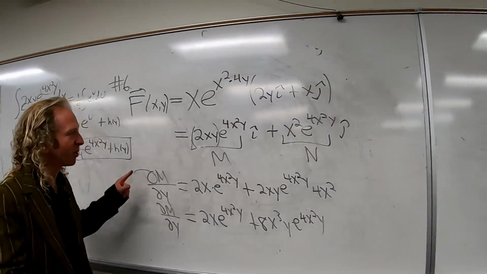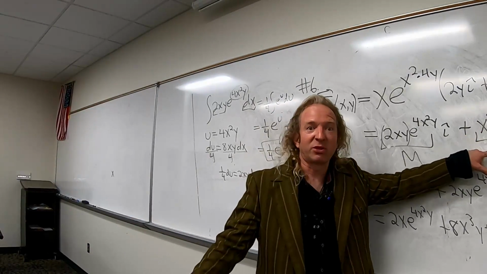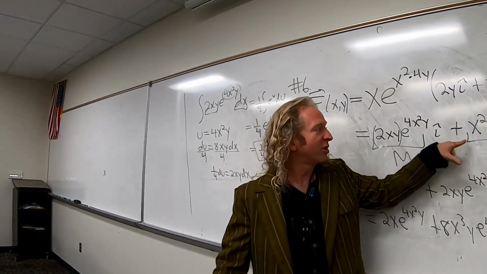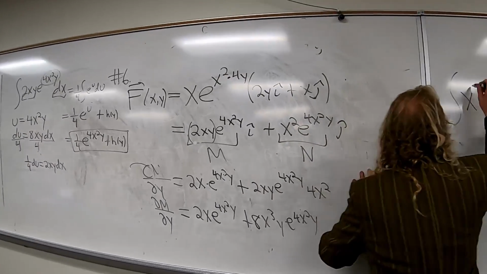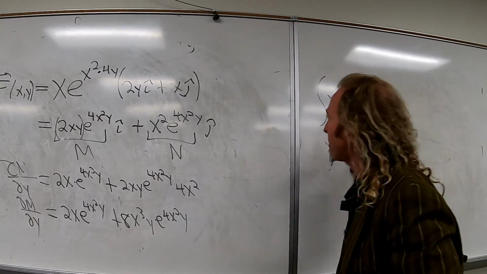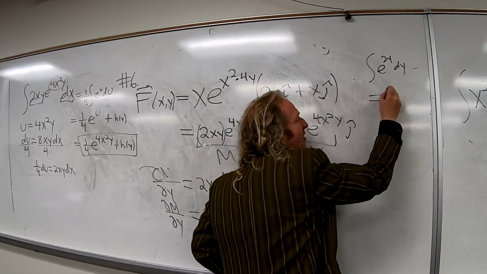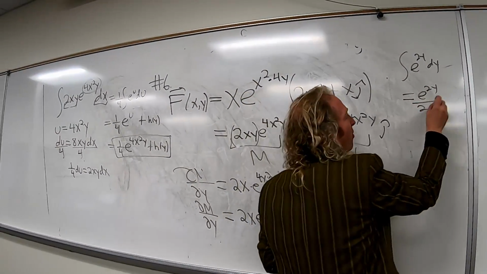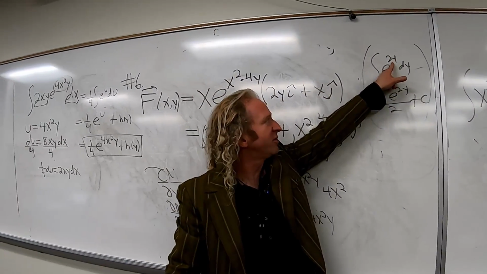Okay, now we have to integrate this one with respect to y. To find the potential function, integrate this one with respect to x, and this one with respect to y. This one's easier. X squared, you don't even need to show the work. If you have e to the 2y, you get e to the 2y over what? You divide by 2, right? Whenever you have a constant times a variable, you just divide by the constant.